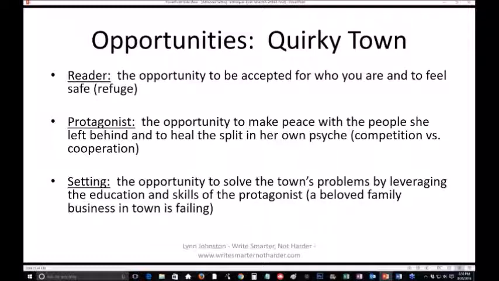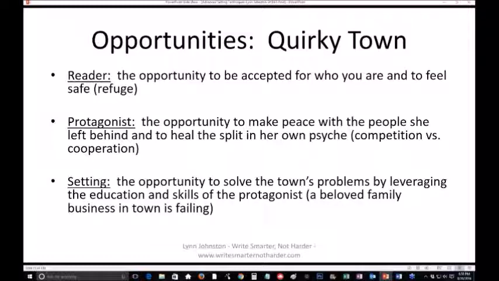And finally, the setting itself has an opportunity. The setting has the opportunity to have its problem solved by this educated, skilled protagonist who's coming back to town, and I decided I would set it up as a beloved family business in town that is failing.